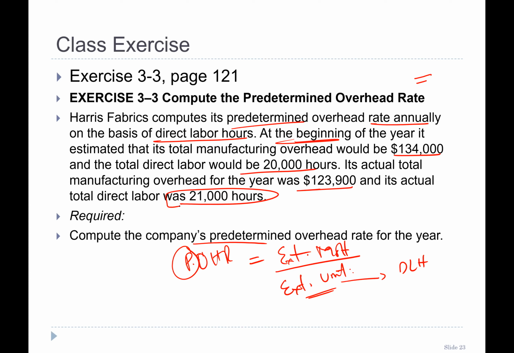Its actual total manufacturing overhead for the year was 123,900 and its actual direct labor hours were 21,000. So if we want to compute the predetermined overhead rate, the formula would be estimated manufacturing overhead divided by estimated base. The base is direct labor hours. You put the estimated amount, not the actual amount. Remember, we are calculating the predetermined overhead rate, not the actual overhead rate. So it is estimated manufacturing overhead divided by estimated direct labor hours. So the estimate would be 134,000 divided by 20,000. What is the answer here?